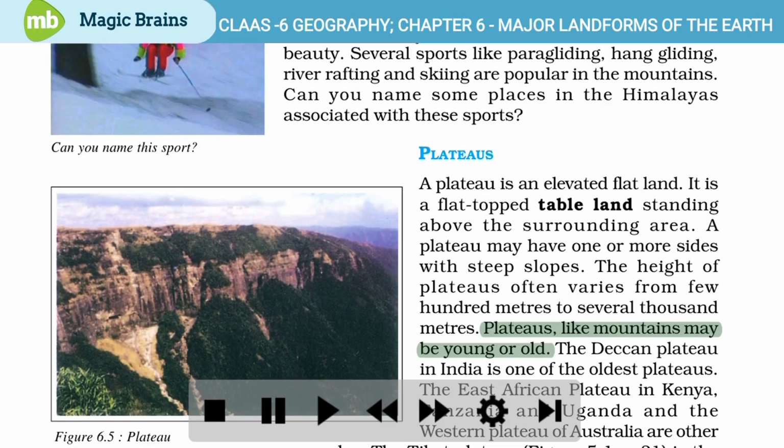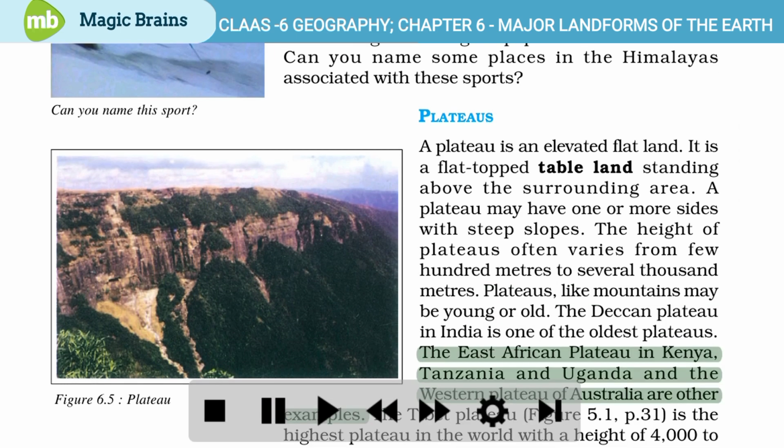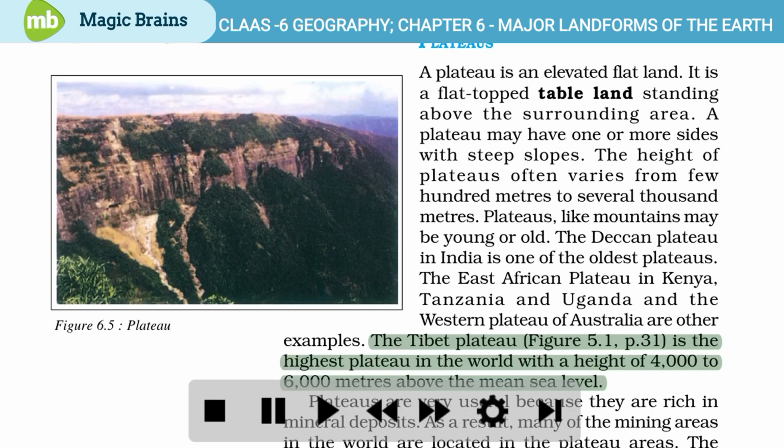The height of plateaus often varies from a few hundred meters to several thousand meters. Plateaus, like mountains, may be young or old. The Deccan Plateau in India is one of the oldest plateaus. The East African Plateau in Kenya, Tanzania and Uganda, and the Western Plateau of Australia are other examples. The Tibet Plateau, as shown in Figure 5.1 on page number 31, is the highest plateau in the world, with a height of 4,000 to 6,000 meters above the mean sea level.